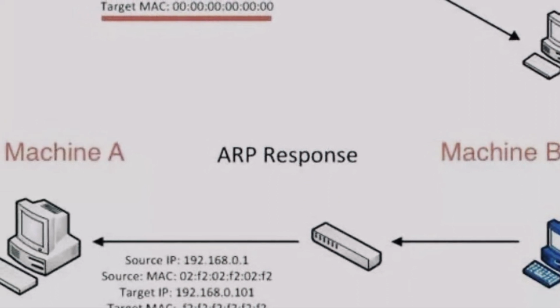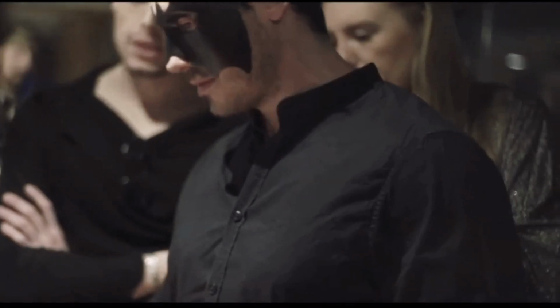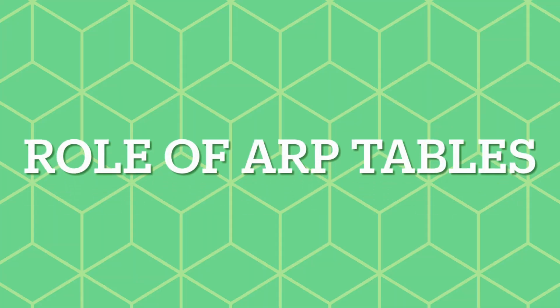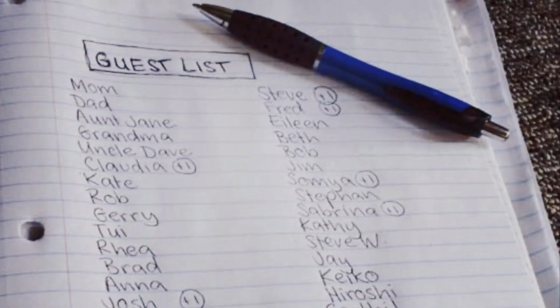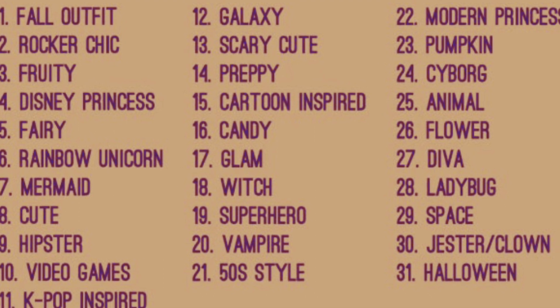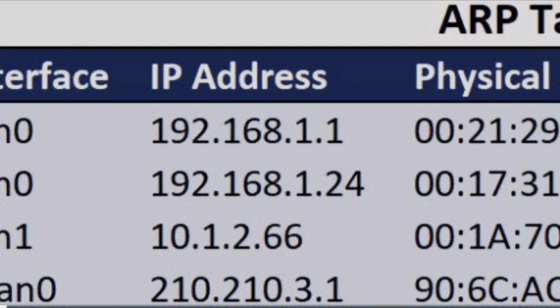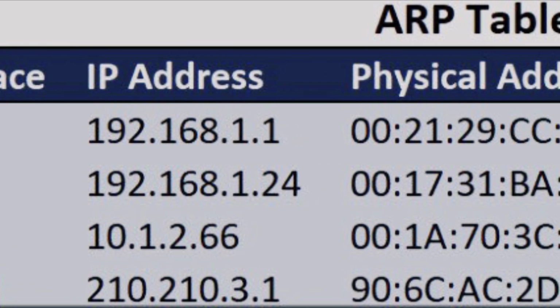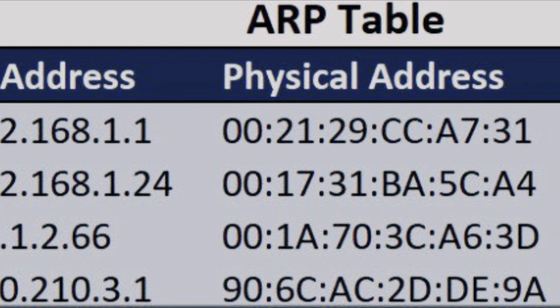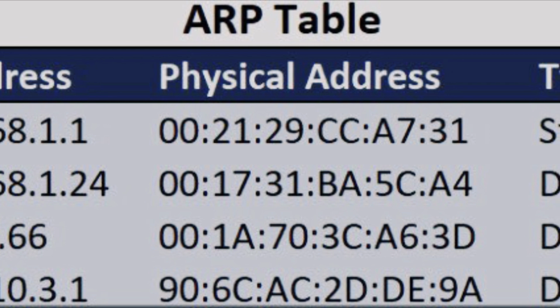Now, imagine if every time you needed to find Jane at the party, you had to shout and ask for her. It would get pretty tiring, wouldn't it? This is where ARP tables come in handy. An ARP table is like a guest list at the party, where each guest's name or IP address is matched with their costume or MAC address. ARP tables are caches that store these IP to MAC address mappings discovered by ARP. This table is stored in the device's memory and keeps track of IP to MAC address mappings.